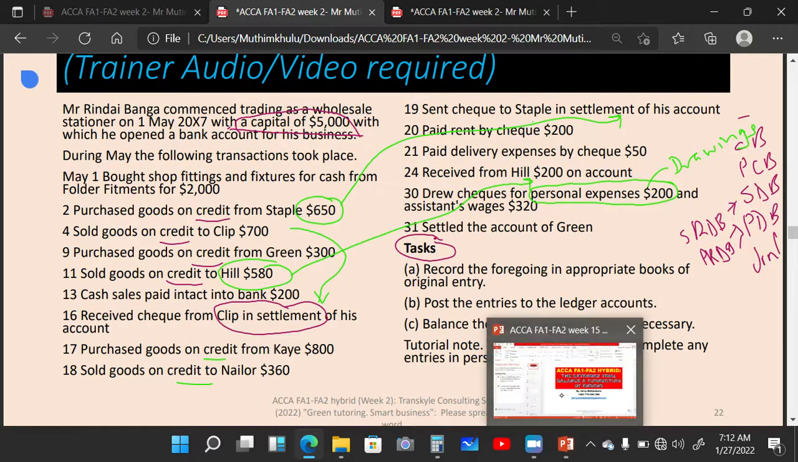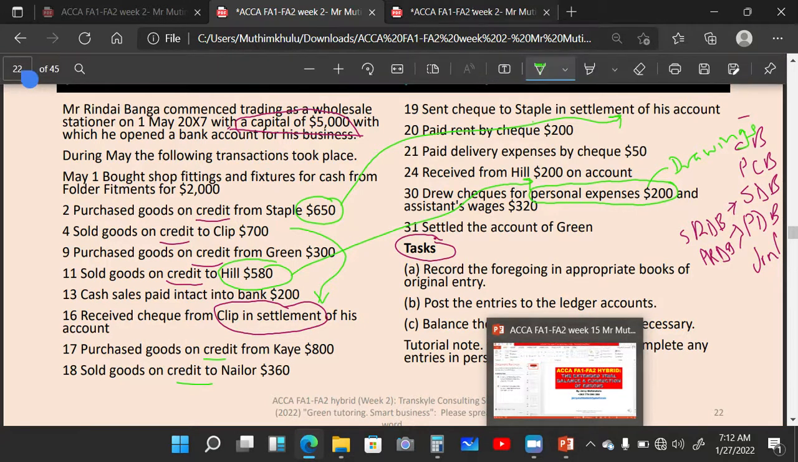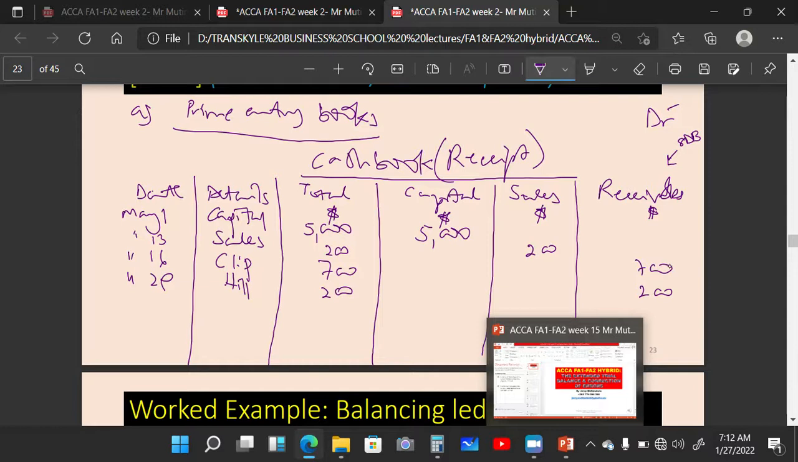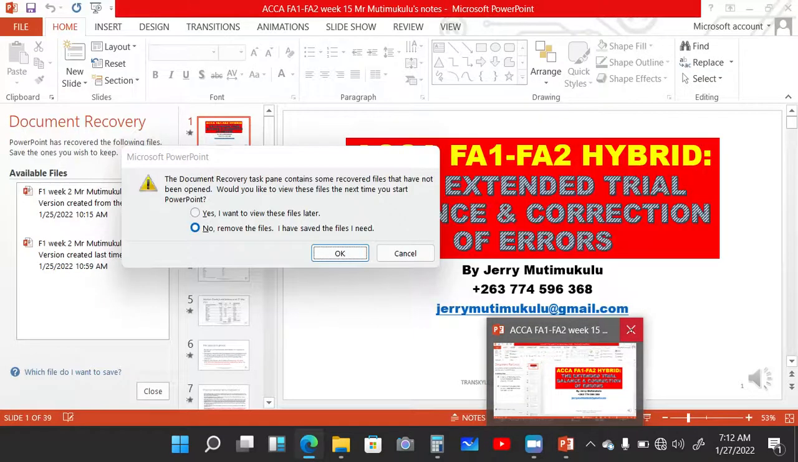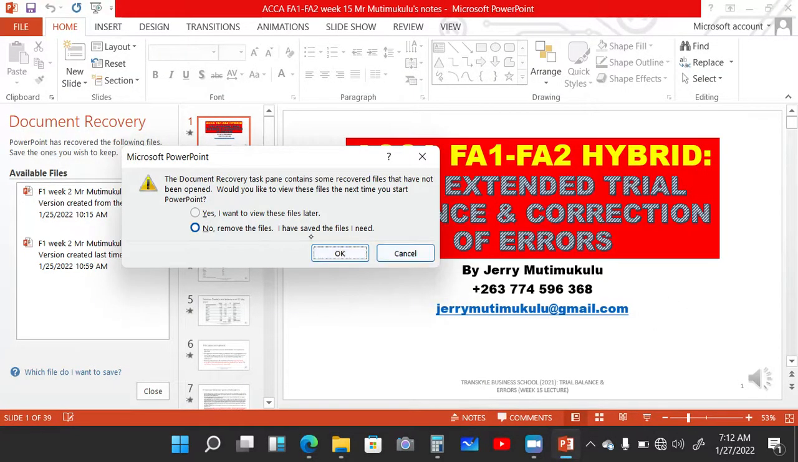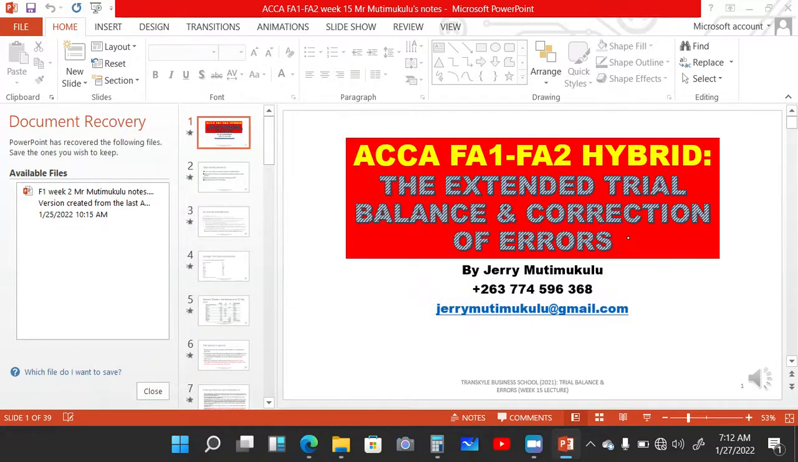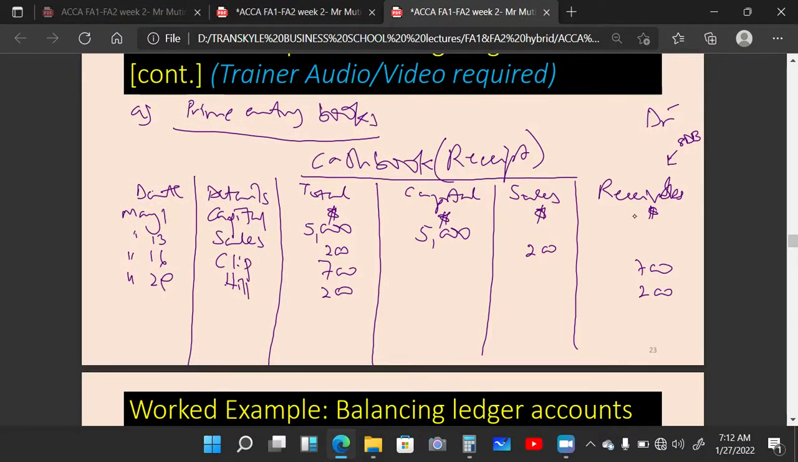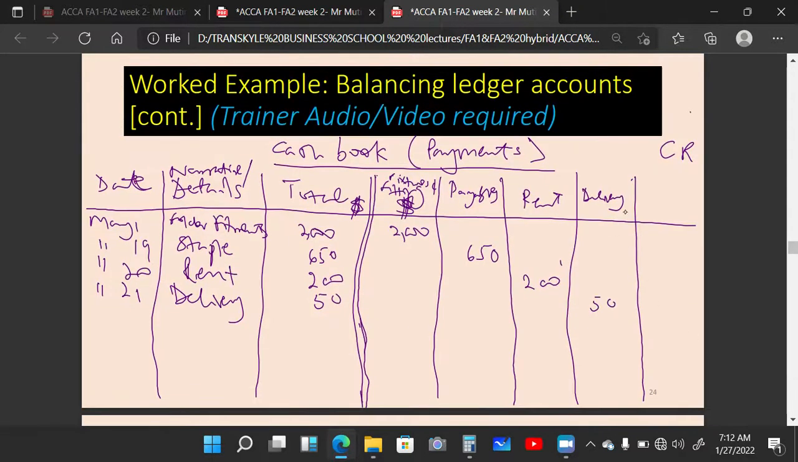We have to make sure that we have got space. In our payment side of the cash book, this was a delivery expense, so we need at least two more entries, drawings and wages.